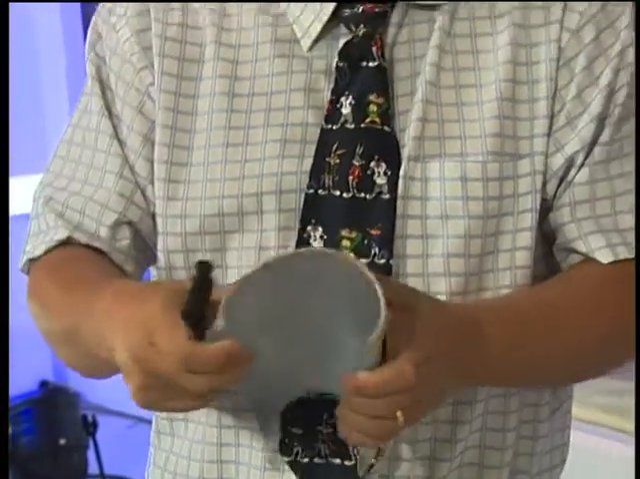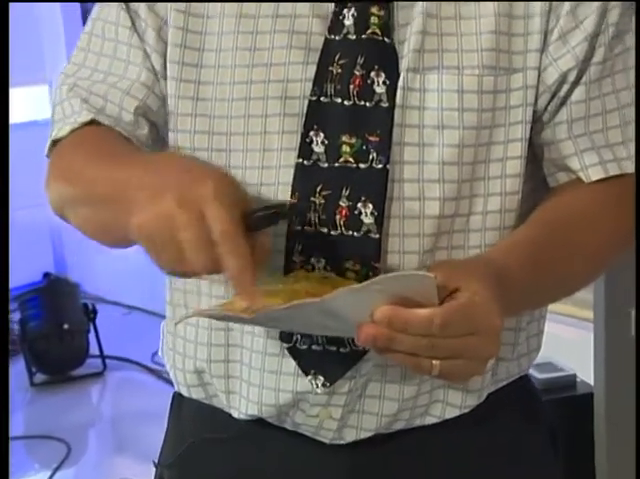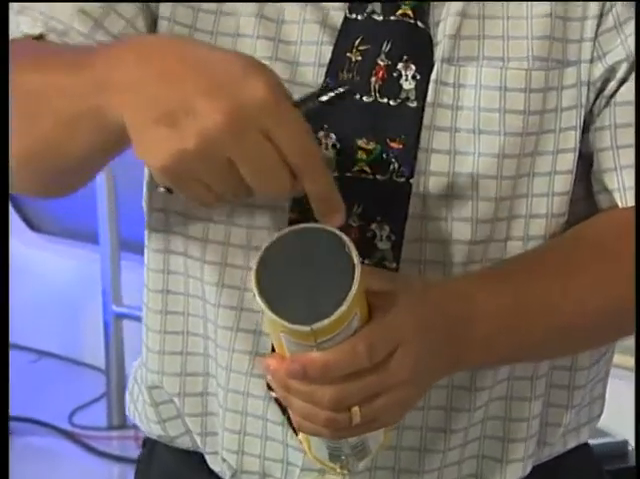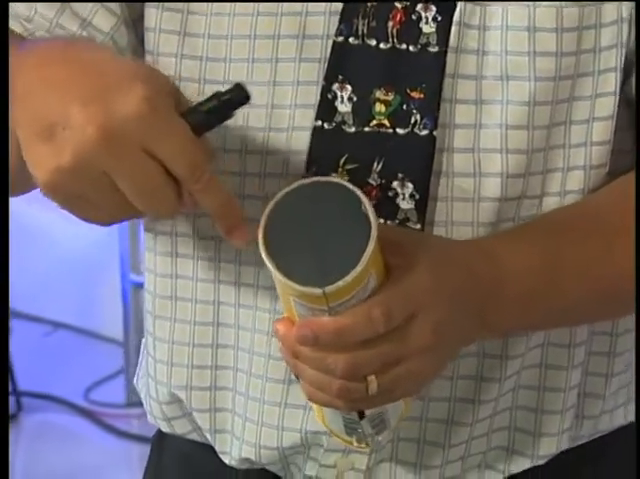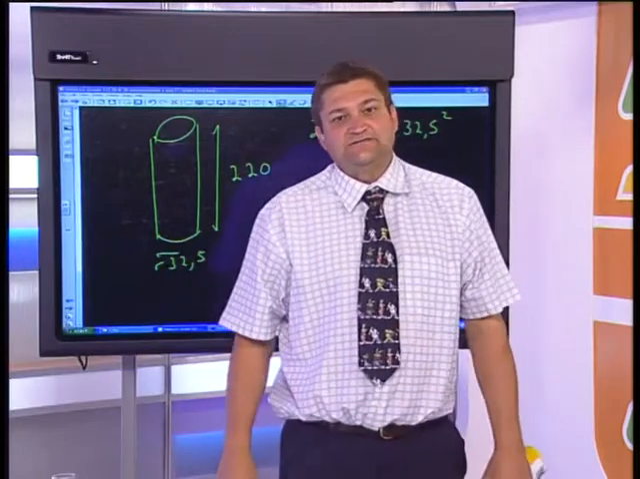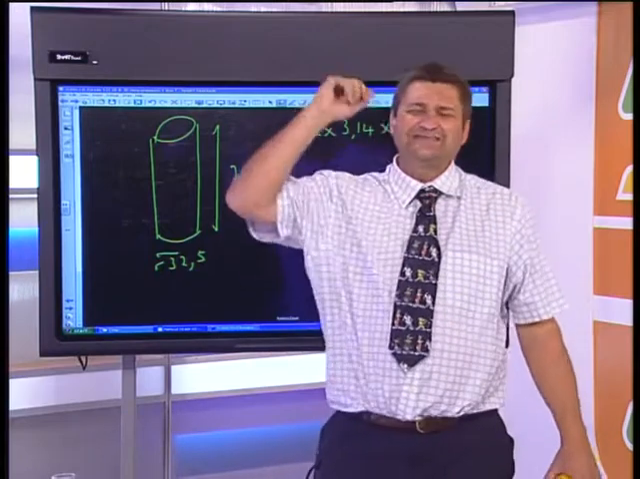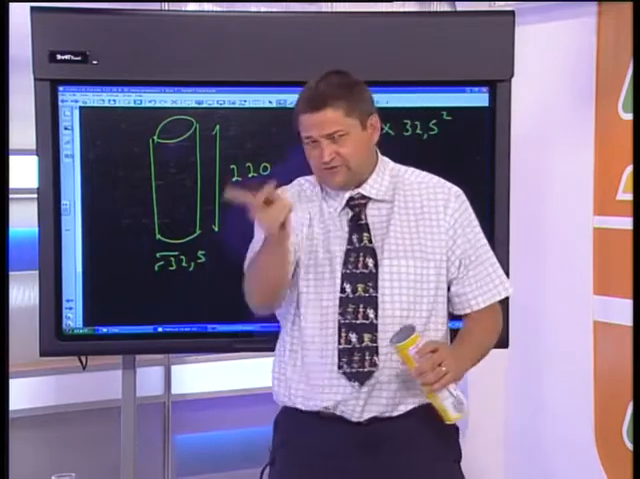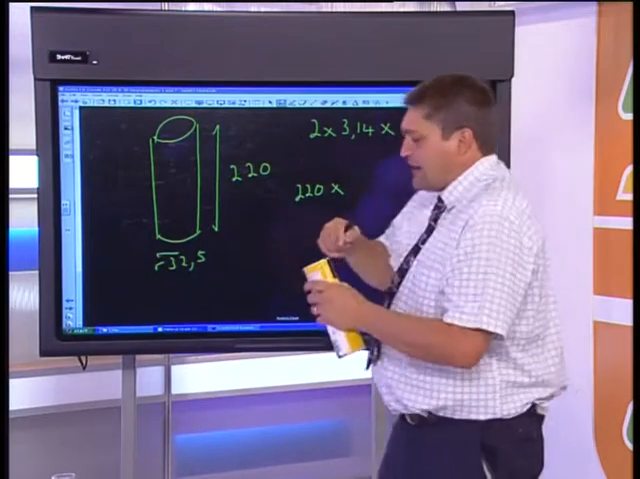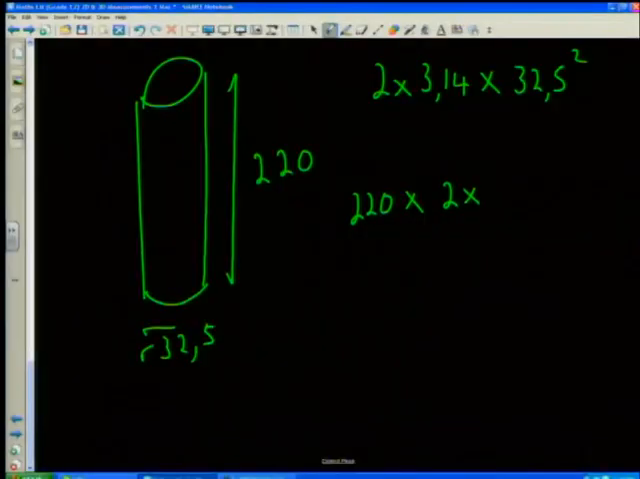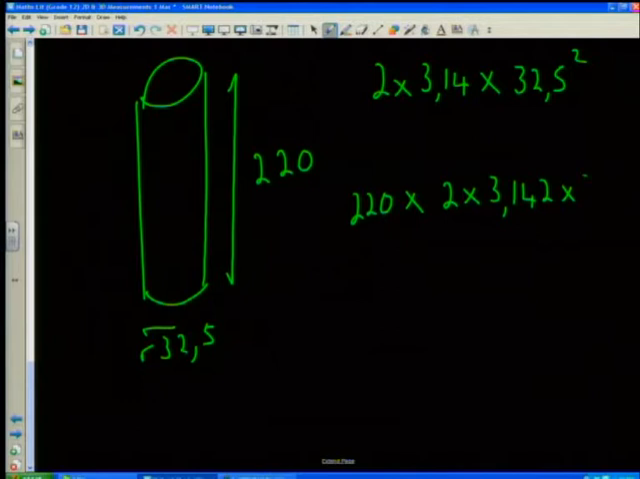Can you see that? Let's look at it again. The breadth is the same as the circumference of my circle. Now that makes life a lot easier, because we discussed the circumference of a circle in our very first program in the series, two weeks ago. How do we work out the circumference of a circle? It's 2 times pi, which we know is 3.142, times the radius, which is 32.5.